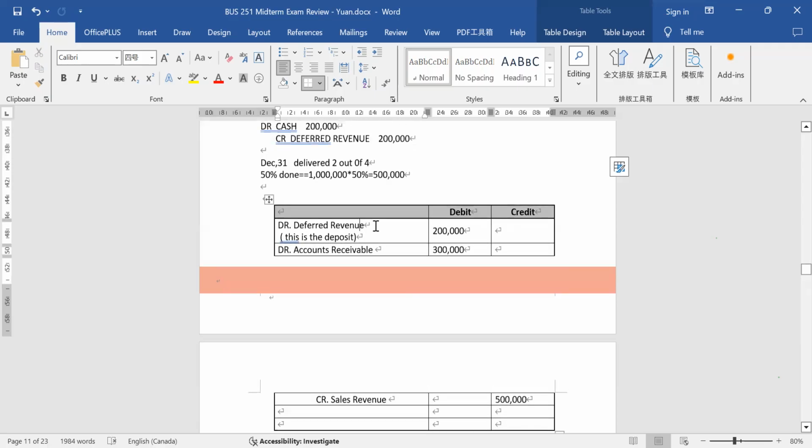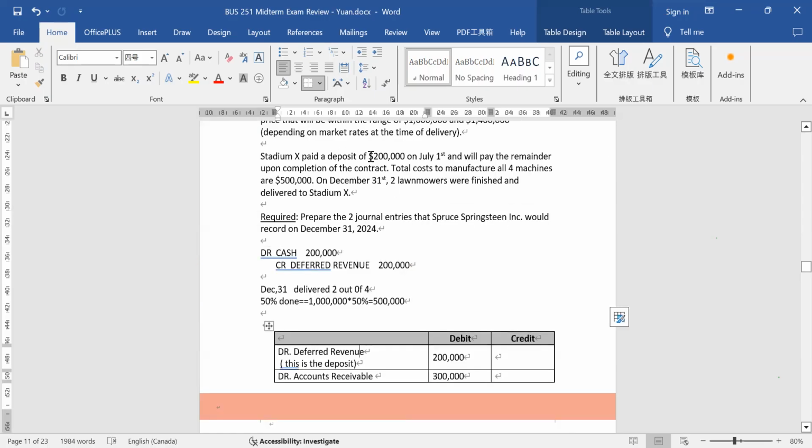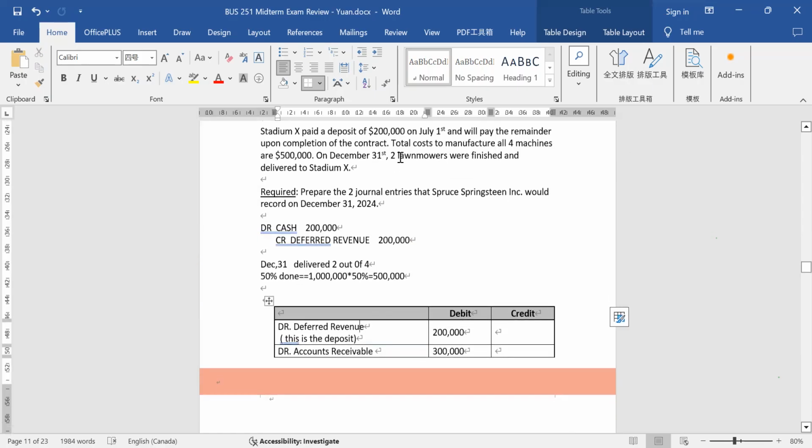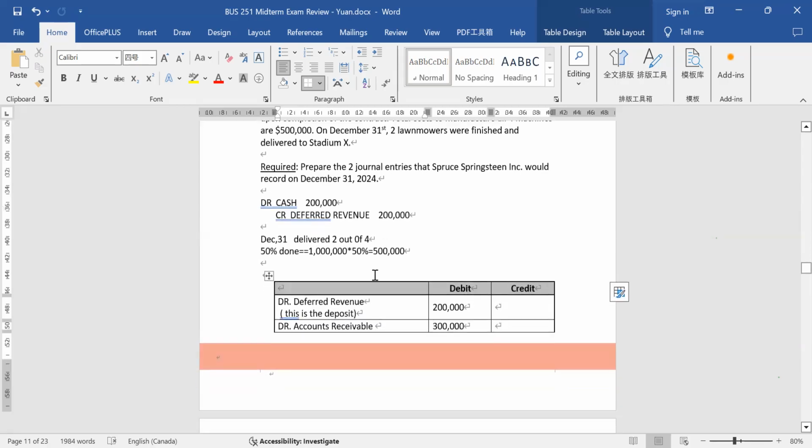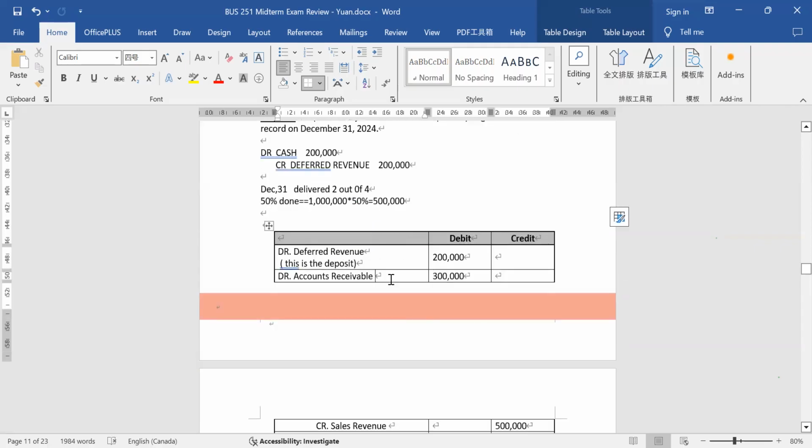So we assume that this company only paid a deposit of 200,000, but the rest is not paid to us yet. So we assume that we will have more accounts receivable from this company. So the accounts receivable goes up.